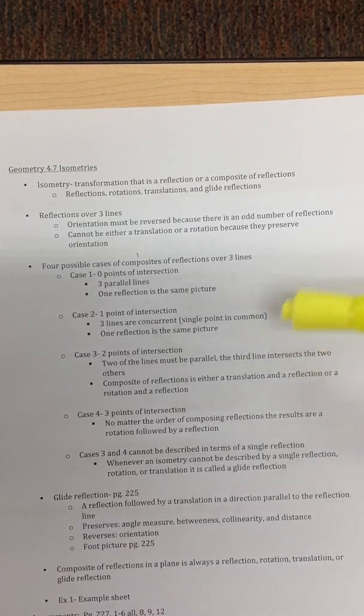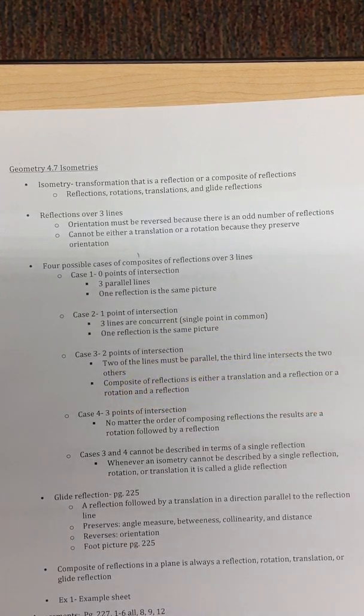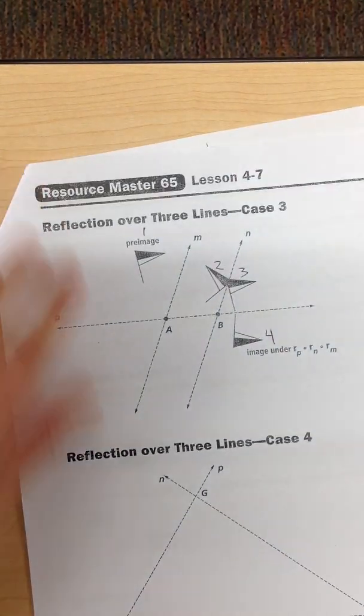And then what we've also got there is it's going to be a composite of reflections that is either a translation and a reflection, or a rotation and a reflection. Okay, so this would be considered a glide reflection because you have to do multiple movements and you can't just classify it as one. So let's look at that here.